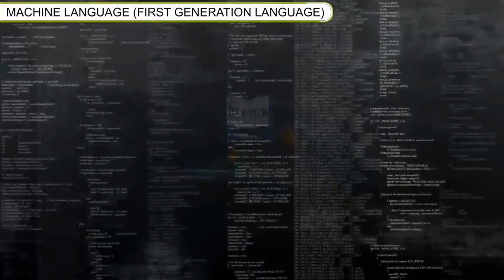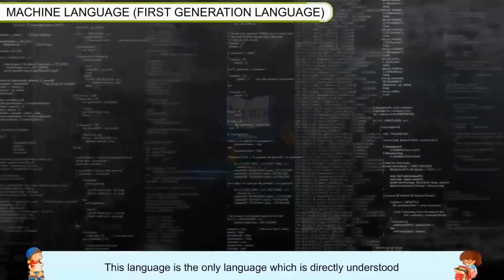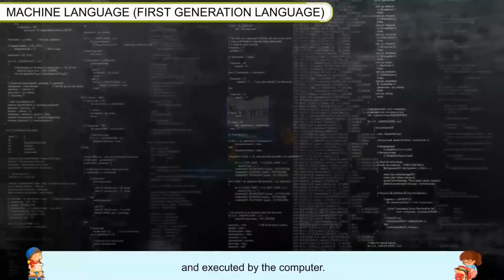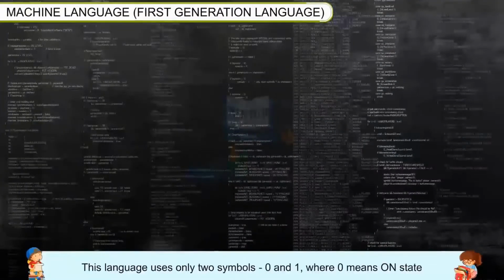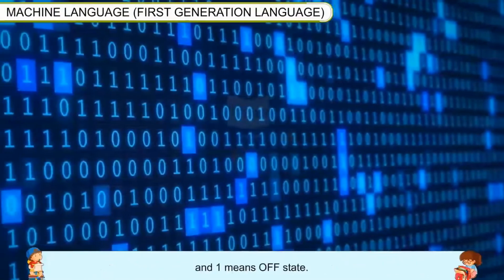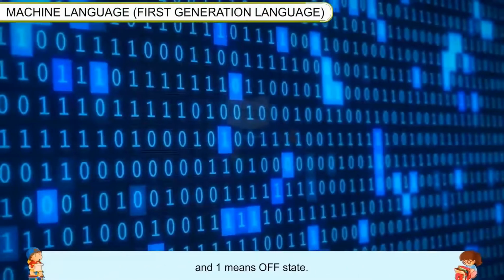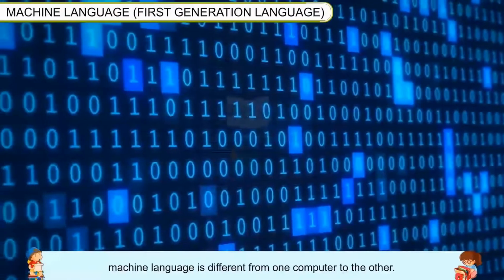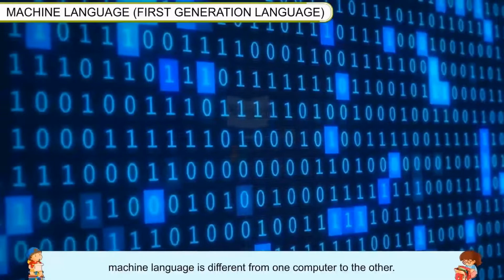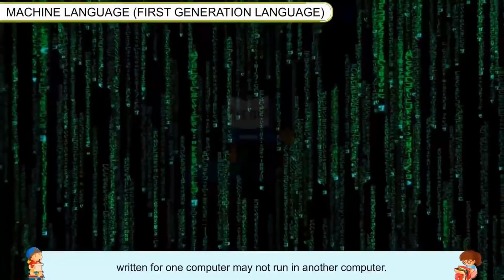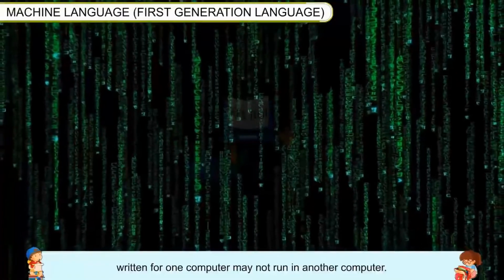Machine language, first generation language. This language is the only language which is directly understood and executed by the computer. This language uses only two symbols, 0 and 1, where 0 means off state and 1 means on state. Because of the internal design of the computer, machine language is different from one computer to another. So, a program in machine language written for one computer may not run on another computer.